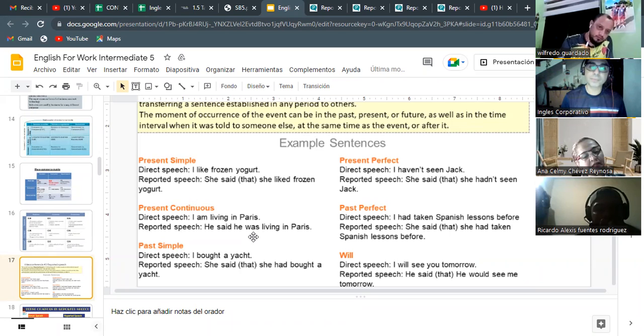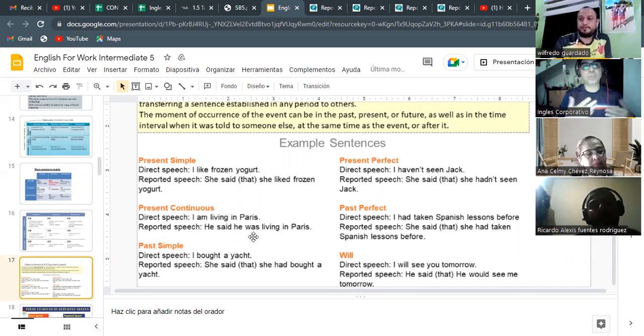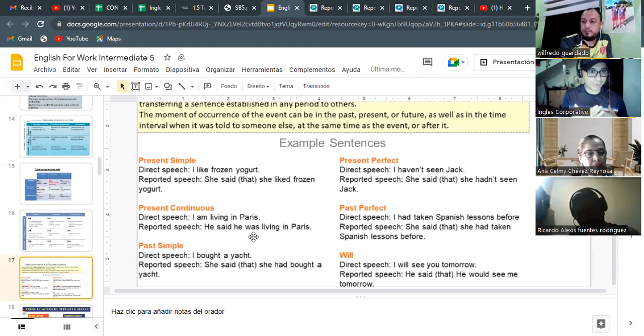Teacher, maybe it's better to understand that we are talking in reported speech when we are talking to someone else in the third person. That is another key. So I'm speaking with Wilfredo, and then Wilfredo goes away, and then I speak with Anselmi, that is a third party, a third person. And I'm speaking about what Wilfredo said to me. So I reproduce, I repeat what he said to Anselmi, but it's not my idea. It's Wilfredo's idea. So that is important.